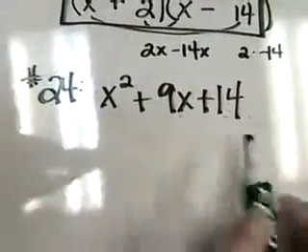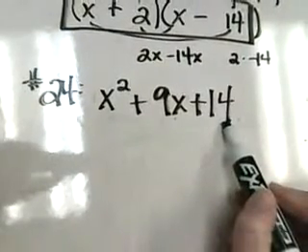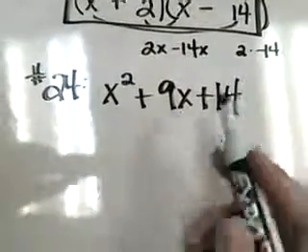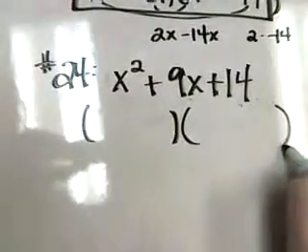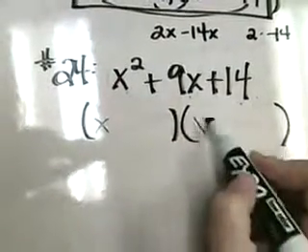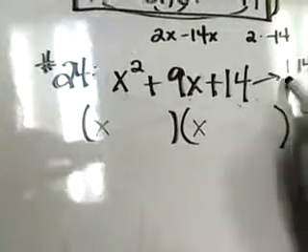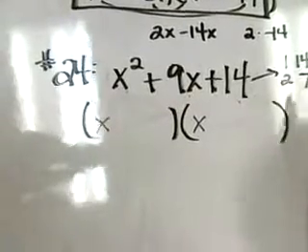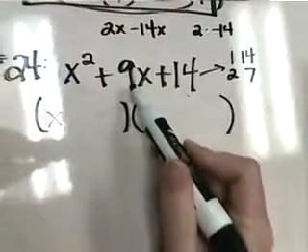So the next question is, are the first and the third perfect squares? No, they're not perfect squares. So I proceed with general factoring. 2 sets of parentheses. Factors of this, the only factors are x and x. Factors of 14 are 1 and 14, and 2 and 7. So I have to pick factors of 14 that will add or subtract to give me 9.